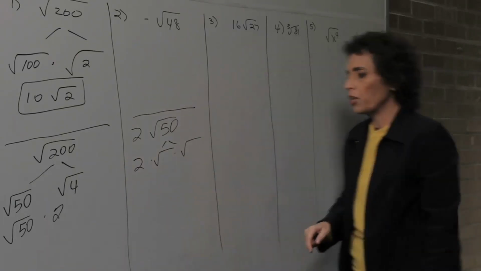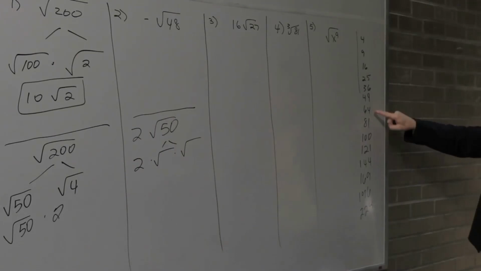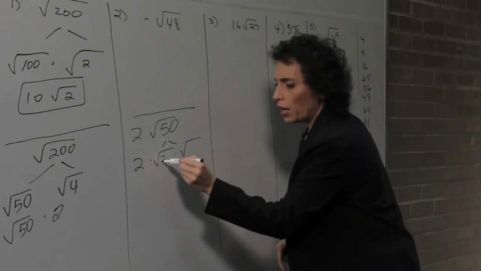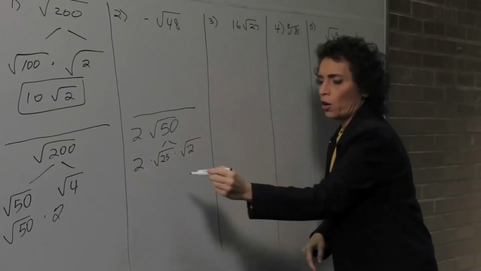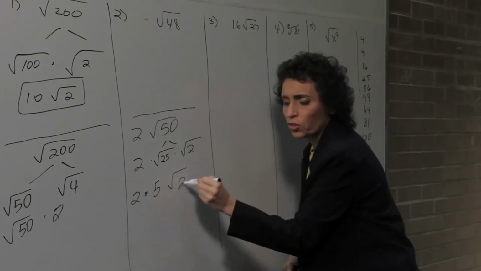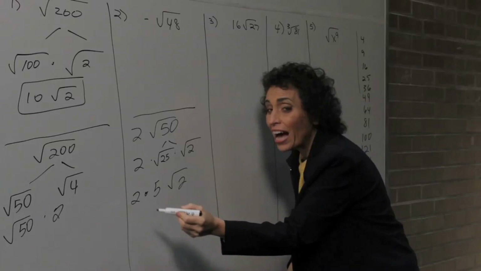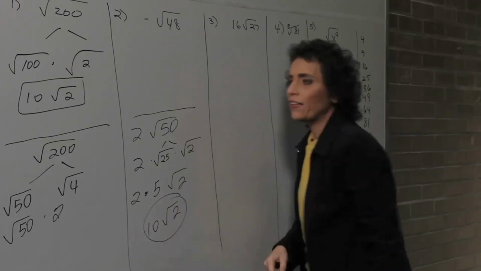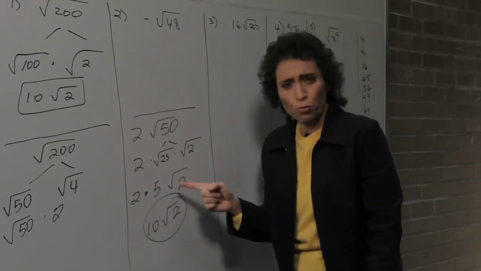So all attached by multiplication. 50. Well, 81's too big. 64. 49 times nothing. 36 times nothing. 25. 25 times 2. Well, this is 2 times square root of 25, which is 5, times the square root of 2. 2 times 5, they're both outside numbers now. That's 10 square root of 2. Look, we got the same answer I did, only you went through Japan.